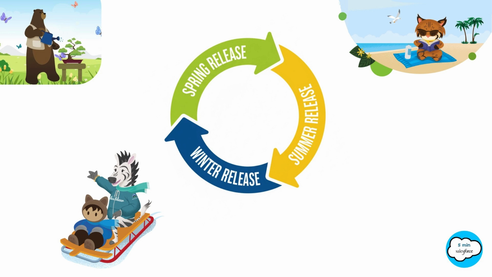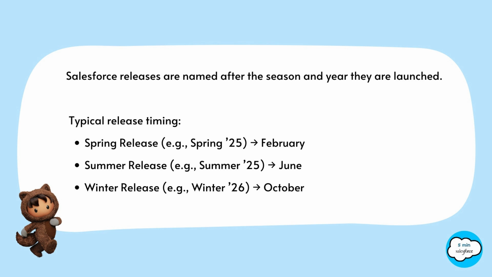Salesforce names its releases after the seasons and years they are launched. We can have spring release, summer release, and winter release. So if you see something like Winter 24, it actually came out a year earlier, around October 2023. And if we talk about spring release, it usually comes in February, and summer comes around June.